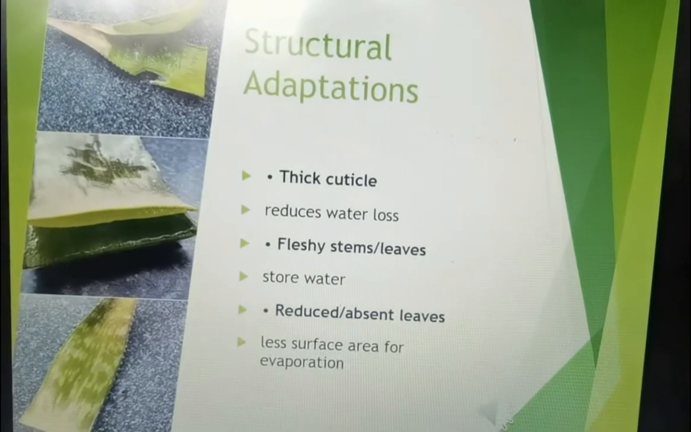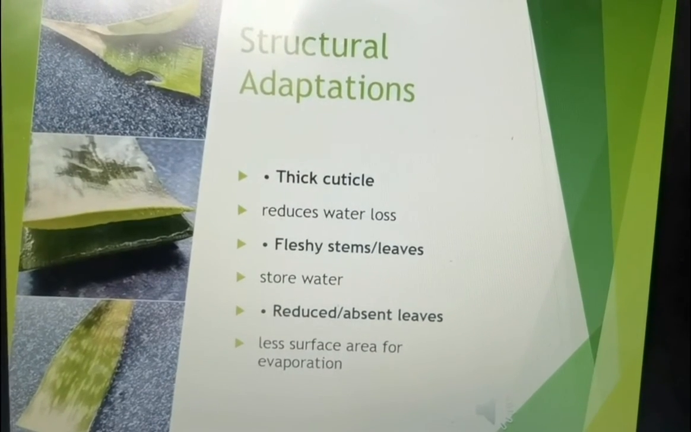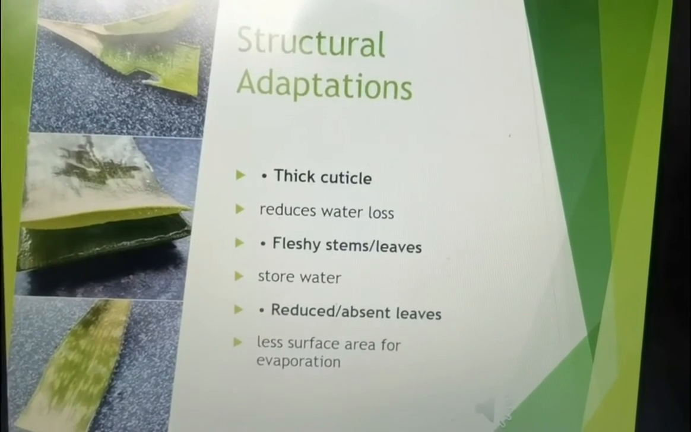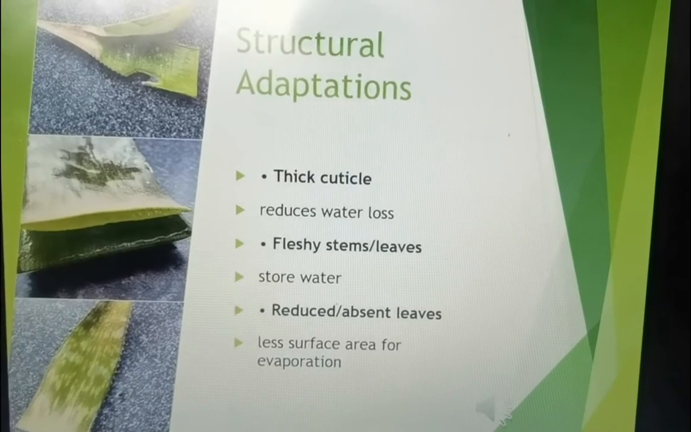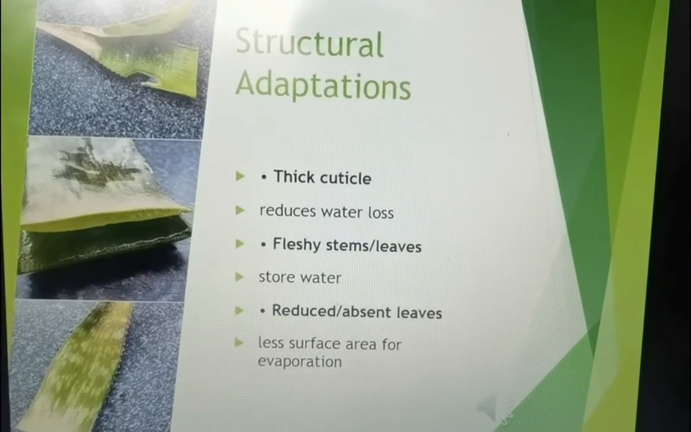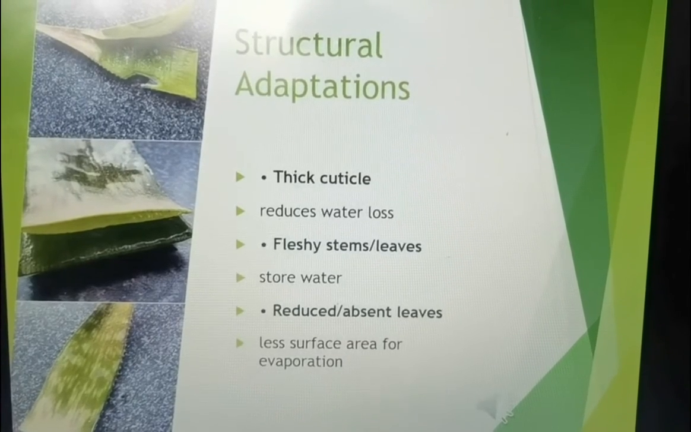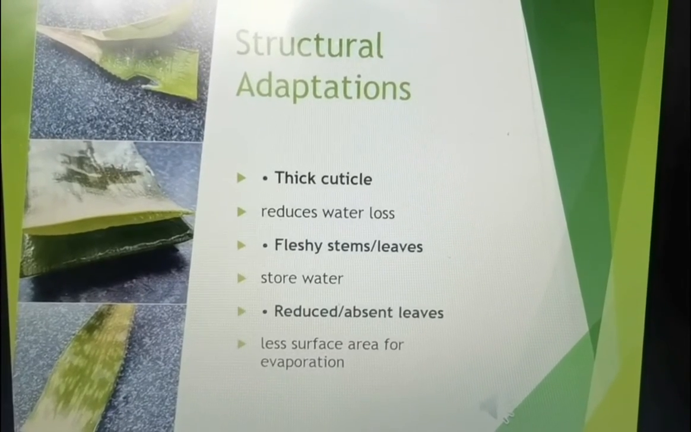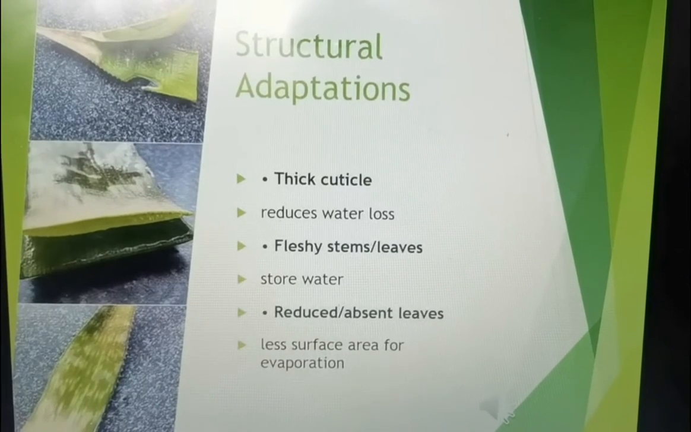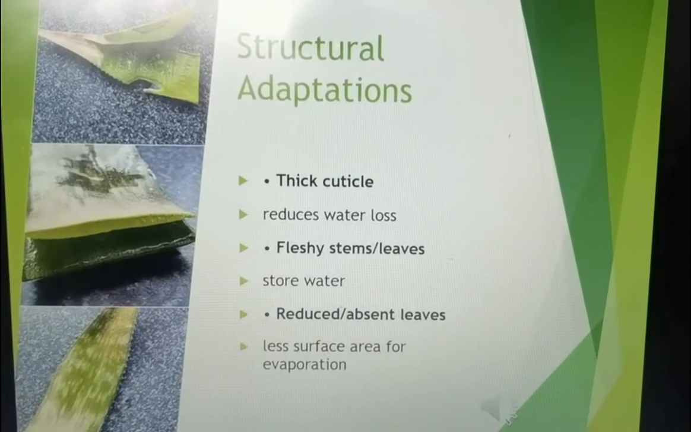Now on structural adaptations, we have the thick cuticle, the fleshy stem or leaves, and reduced or absent leaves. The cuticle is thick to reduce the loss of water. The fleshy stem or the leaves store water. It helps to store water.